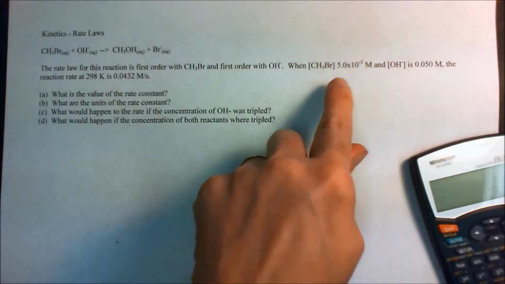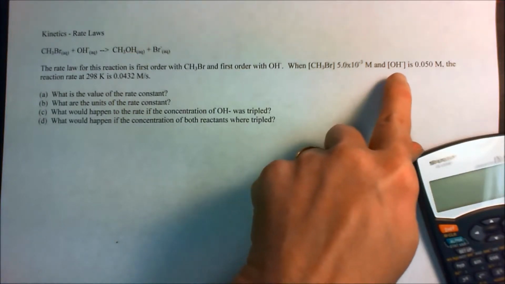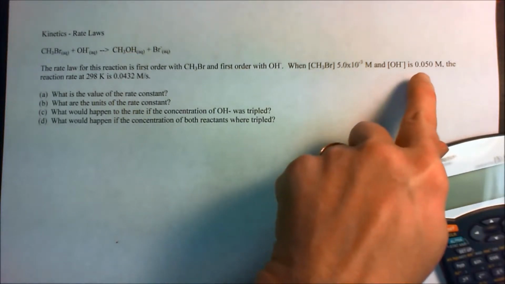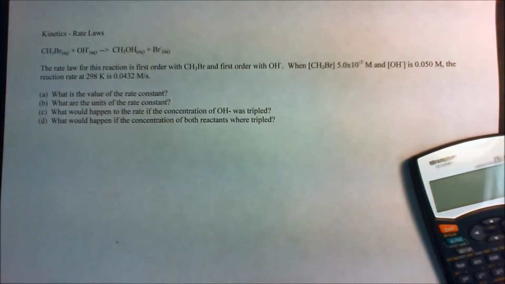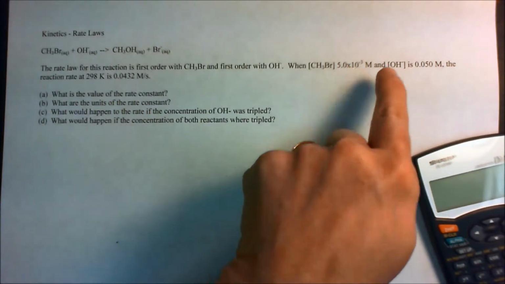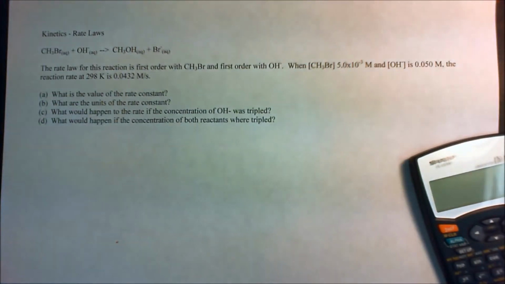The concentration for the methyl bromide is 5 times 10 to the minus third molarity. And for the hydroxide concentration we have 0.05 molarity. And we're also told that the reaction rate at 298 is 0.0432 moles per second, and that's at that concentration, recalling that our reaction rate does depend on the concentrations. So first off, we want to know what is the value of the rate constant.